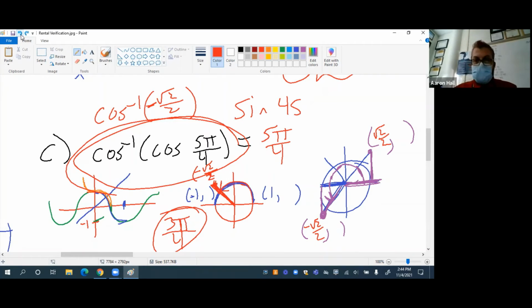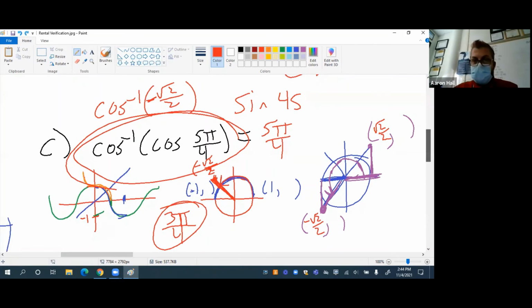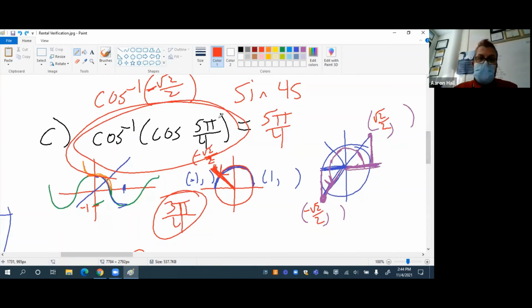Emerson, are you confused? Yes. Okay. So what I did is I first found what cosine of 5 pi fourths was, right? What did I find? Negative square root of 2 over 2. Did that part make sense? Yes. Okay.